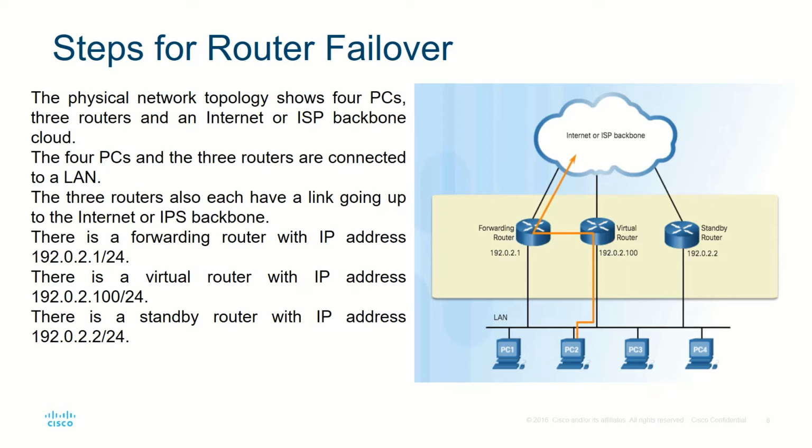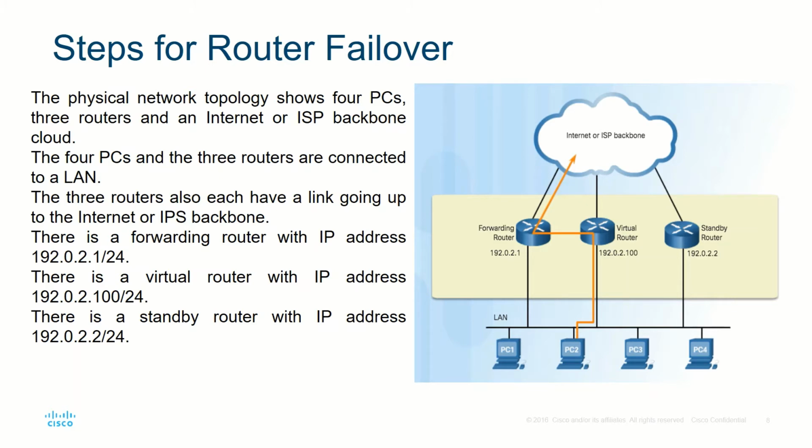One of the routers will act as a forwarding router. Another router will act as a standby router. We know in a virtual router, there is a forwarding router and there is a standby router. According to this topology, the router which has the IP address 192.0.2.1 will act as a forwarding router. That means it is an active router. If any PC forwards frames, it will forward them to the internet. The other routers will not forward the packets.